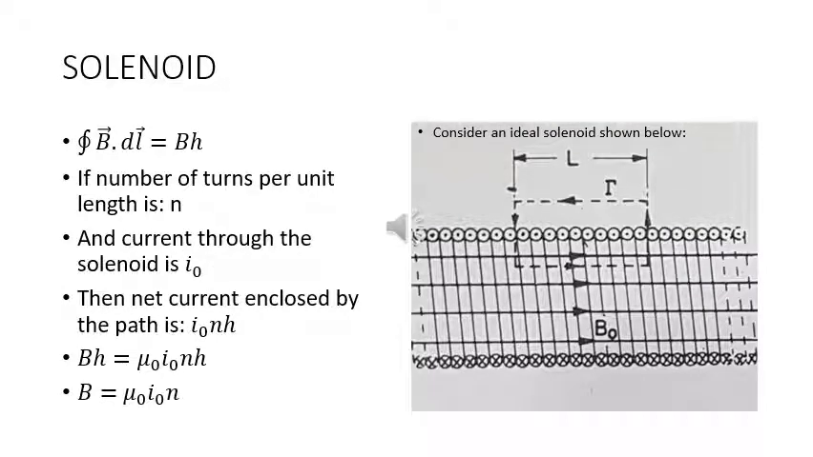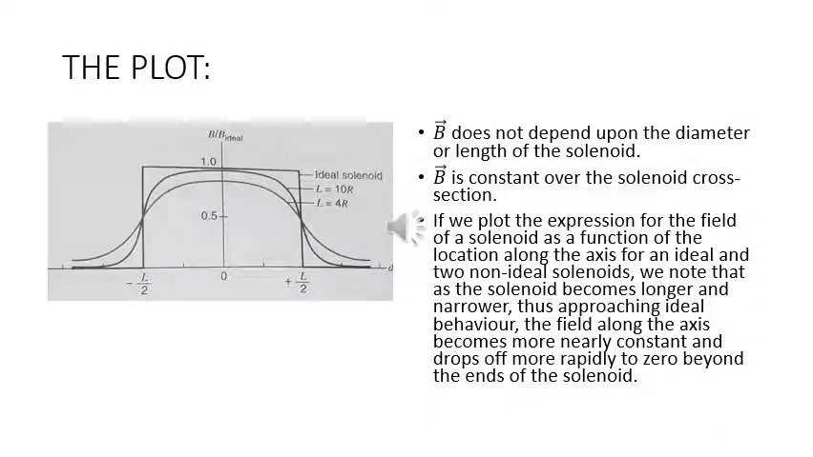If the number of turns per unit length is n and the current through the solenoid is I0, then the net current enclosed by the path is I0 n h. Bh is equal to mu0 I0 n h, so B is equal to mu0 I0 n. B does not depend upon the diameter or length of the solenoid. B is constant over the solenoid cross section.